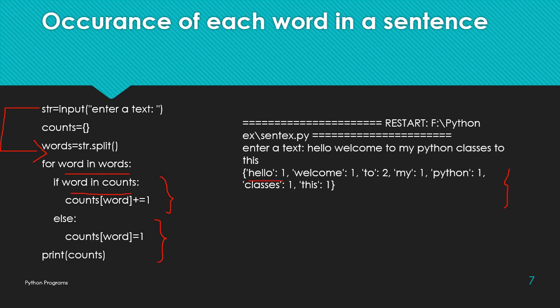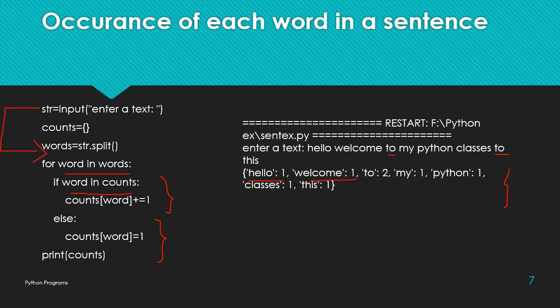Here also we get hello as a key with value 1. Welcome is another key with value 2. We can see that welcome has appeared twice in the entered text, so its count is 2. So this is another example showing the use of a dictionary in Python.